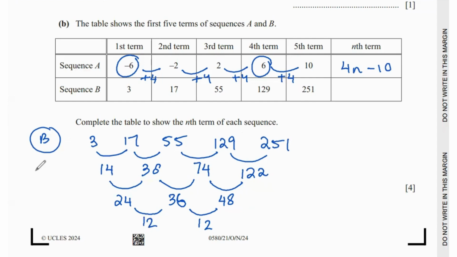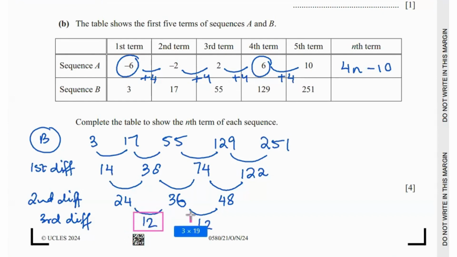So if we highlight this over here, this is the first difference. This is the second difference. And this over here is the third difference. So since the third difference is common, that means it's going to be a cubic equation. So let's assume that Tn is n cubed now.